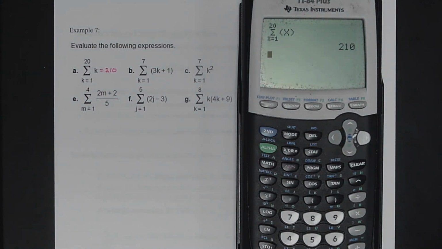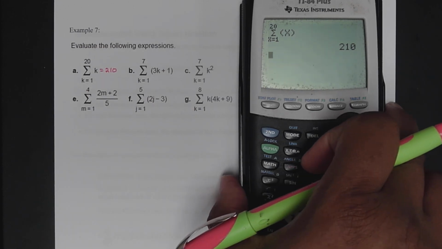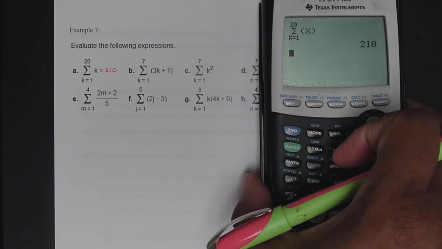Summation from k equals 1 to 20 of k would be 210. All right, now let's try part B, which is 3k plus 1.